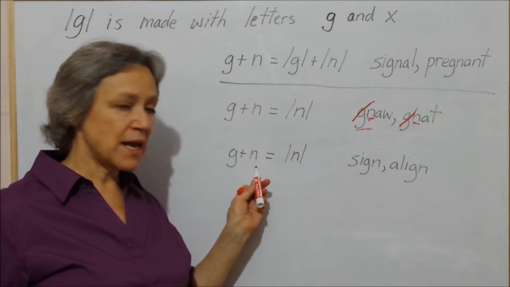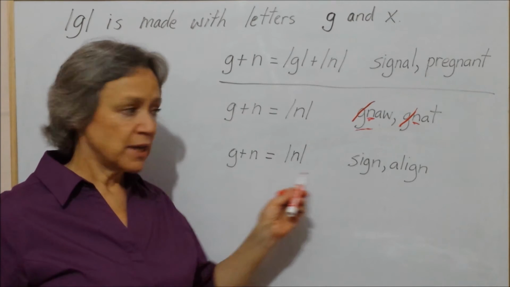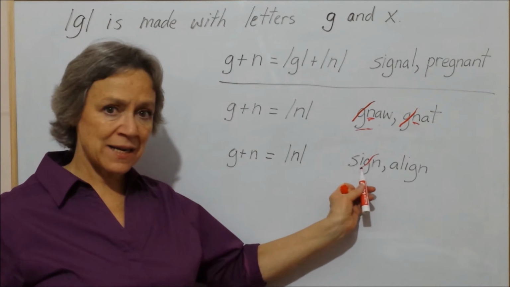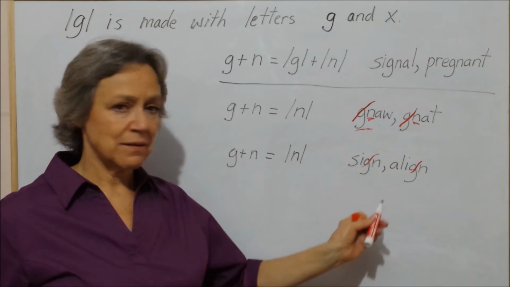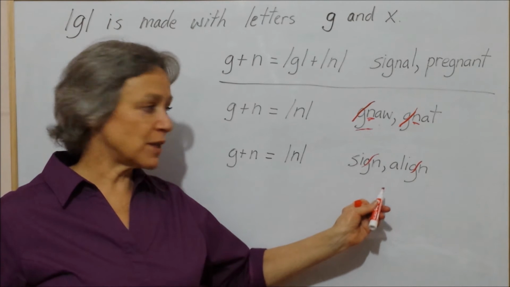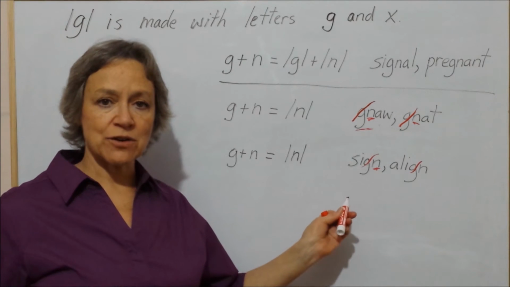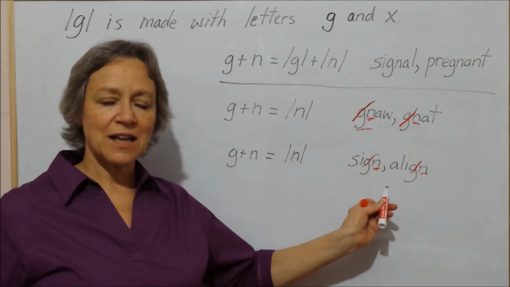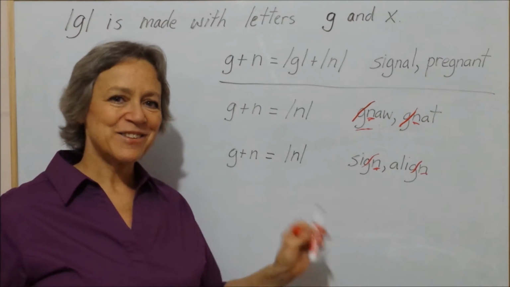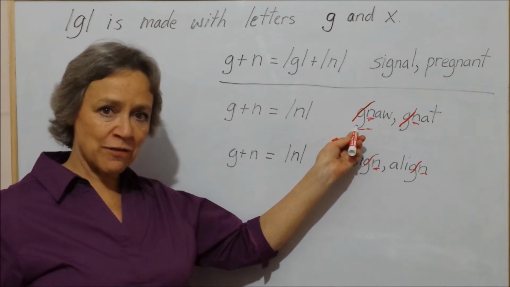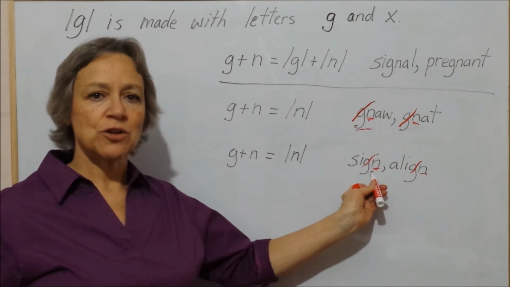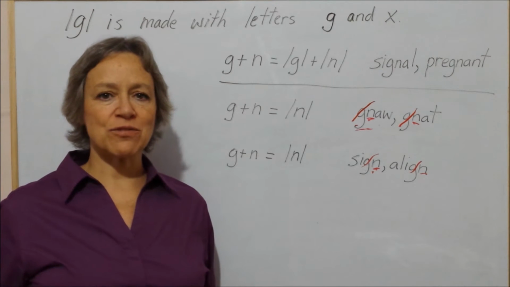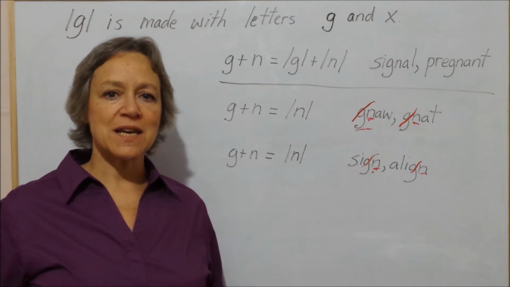Also, if G plus N occurs at the end of a word, the G is usually silent. Okay, so this is sign, this is align. We do hear a sound for the letter N. I hear N, sign, and I hear align. So G plus N at the beginning of a word or at the end of a word usually results in a silent letter G. We hear only the sound for the N.